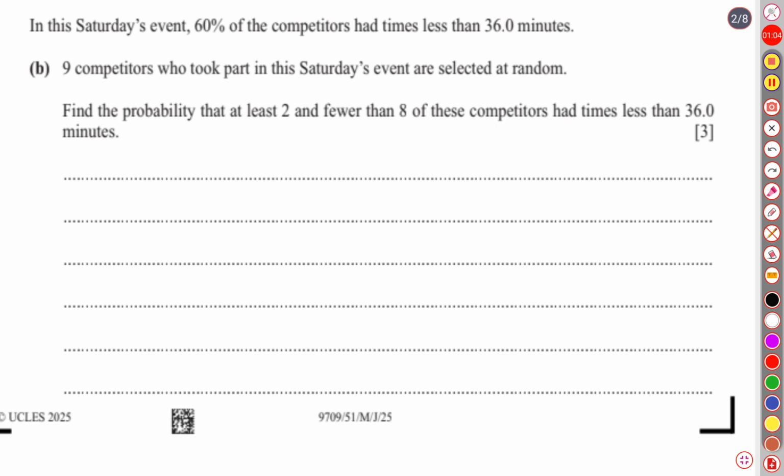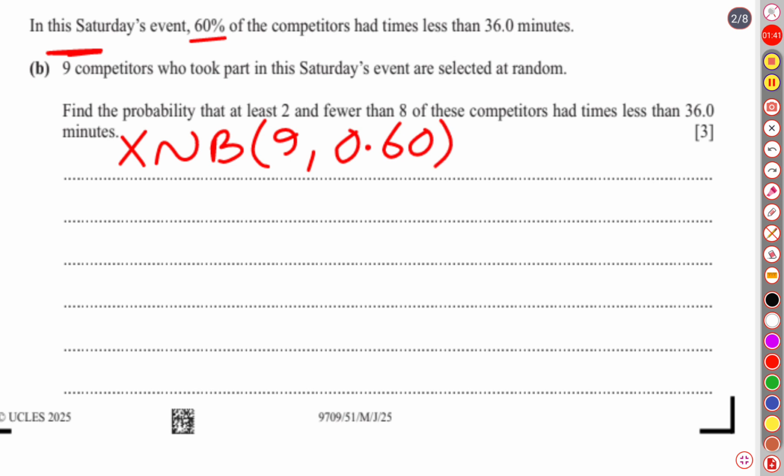X belongs to a binomial distribution, and you know the parameters of a binomial distribution are the total number of experiments as well as the individual probability. So the total number of experiments, I mean competitors, is 9, and the other parameter is the individual probability, which is 60%, meaning 0.60. Well, then we will have to find the probability of at least 2.